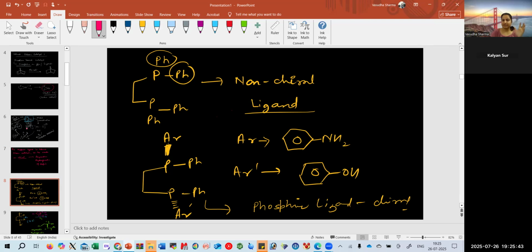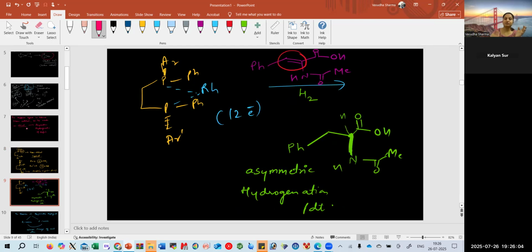The above one is a non-chiral system where the two groups are similar, so there is a plane of symmetry. Whereas if we introduce an Ar group, which is any other phenyl group or substituted phenyl group, and the other side is also different, that means it is losing its plane of symmetry, its original character. It is having different groups now. That would ensure the asymmetric hydrogenation to happen, and therefore it would end up giving you two isomers, either R isomer or S isomer, or a combination of both.